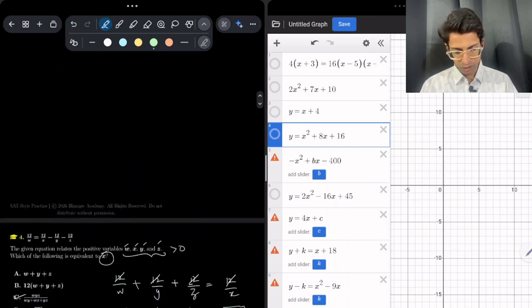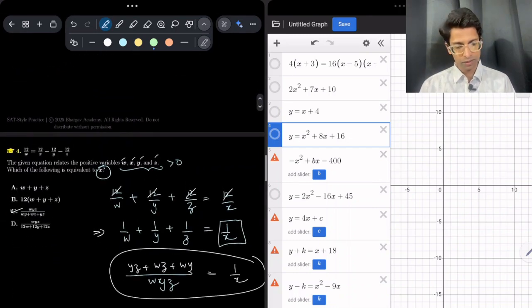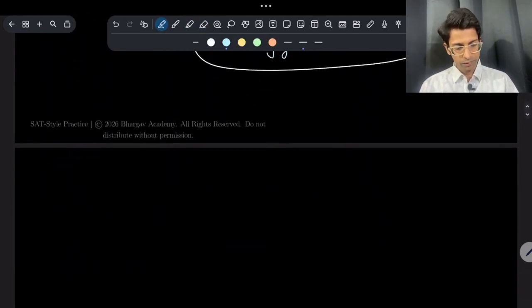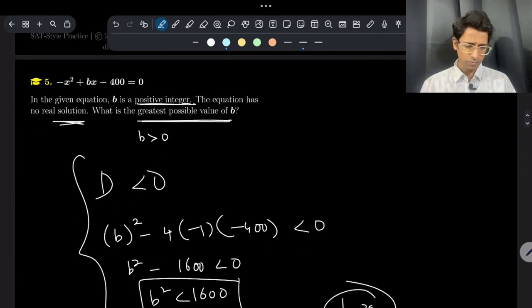Let's go to the next problem. So this, we'll never do this with Desmos. Look at this problem. He's asking you to find the value of x. Simplify this particular equation and find out the value of x. Let's go to the next question.